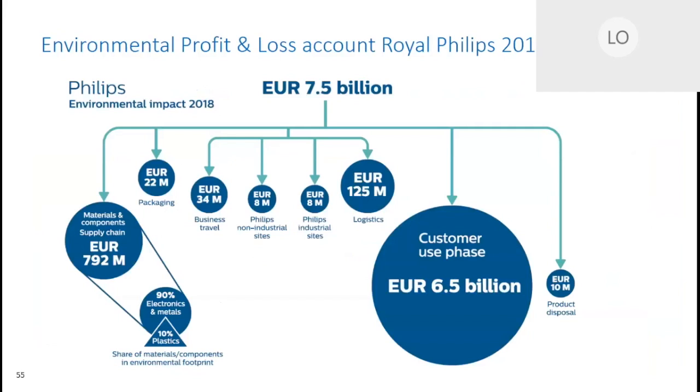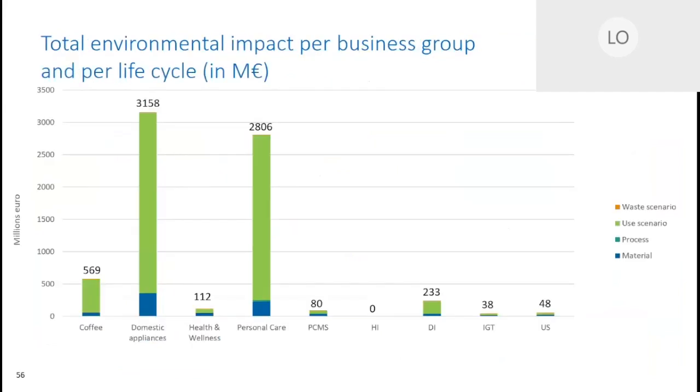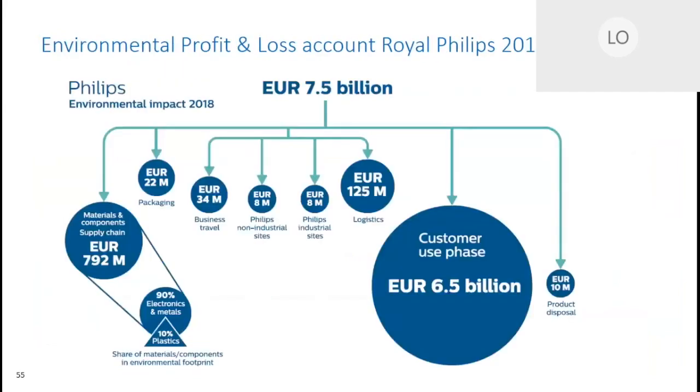And the interesting thing is you can see the customer use phase. So actually at consumer premises, the consumer's house, you can see 6.5 billion, representing a bit more than 85% of the total environmental losses coming from the use phase. And on the left, you can see the materials and components, so the supply chain, 792 million. So they're also quite significant, where electronics and metals play a big part, and plastics is also still 10% of that part. And the own operations, like business travel, non-industrial sites, etc., have a rather limited impact, to be honest.